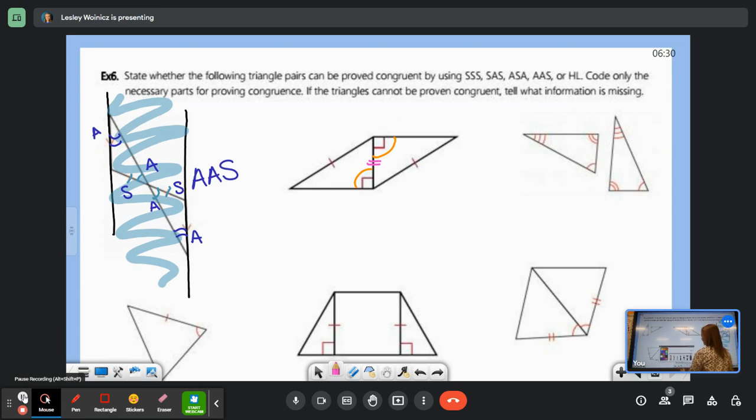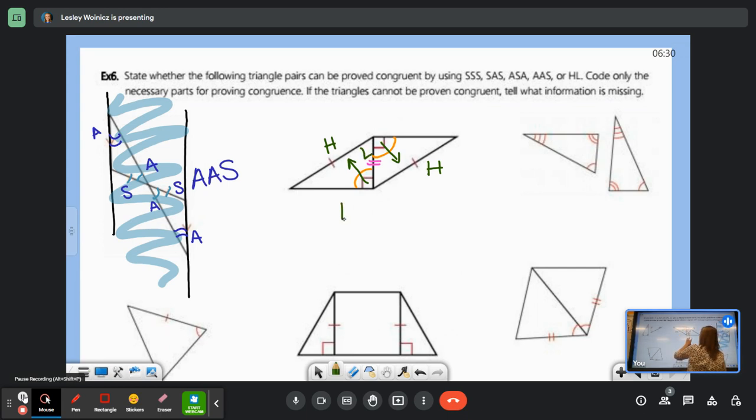But look, it's my favorite one. I've got two right angles, okay, and I've got a hypotenuse. That's the long side across from the right angle. I don't know if I mentioned that before. I should have, so sorry if I didn't. Okay, and I have a leg.